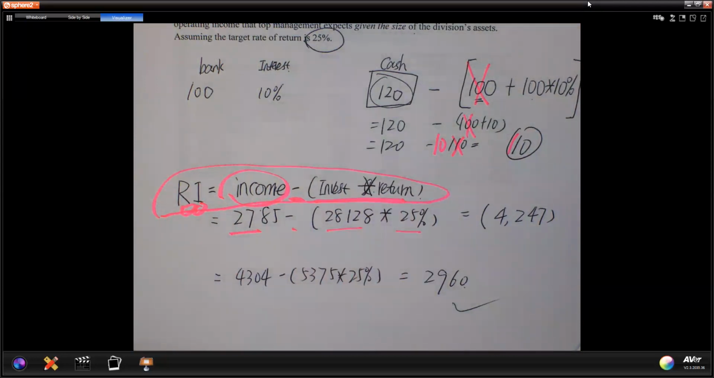So if it's negative, that means you are not doing well. They want to get some money, but you didn't even cover the required return. But if it's a positive number, you are doing better, you are doing good, right? You got more than the required part, so you have some positive residual income.